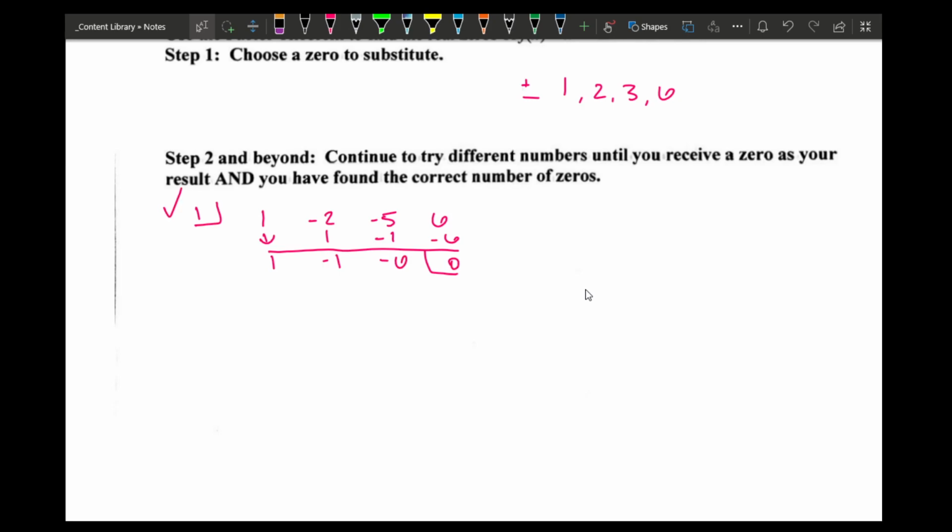Now, what does that tell me? I know I've either got 0 or 2 positive roots, right? So since I found 1, that means there's going to be another one somewhere in the positive numbers. So I'm going to go through the positive numbers now until I find the second positive root. The next number is going to be 2. And I've got 1, negative 2, negative 5, 6.